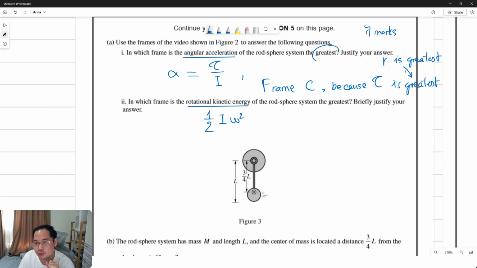In which frame is this speed greatest? It takes time to rotate. The torque will result in an acceleration. Acceleration is the torque divided by the moment of inertia.